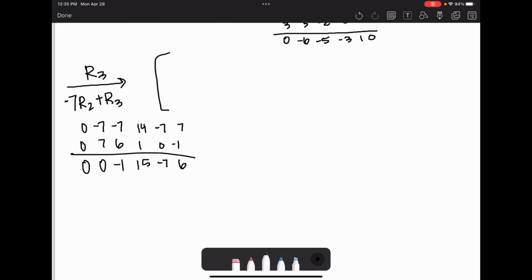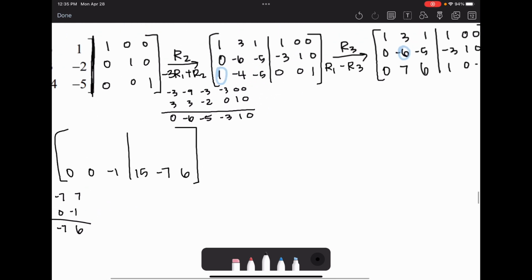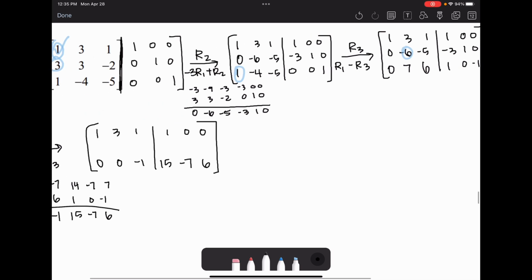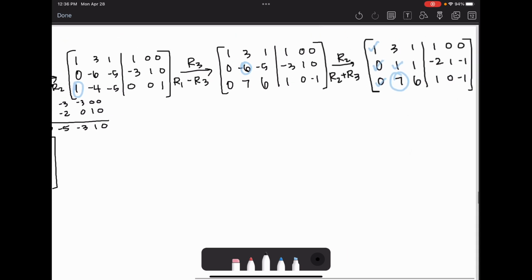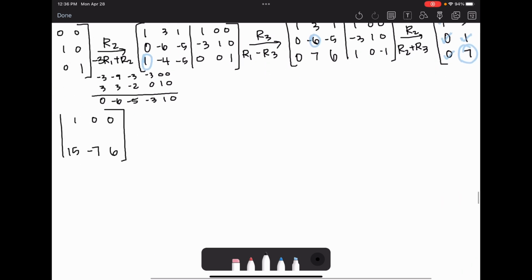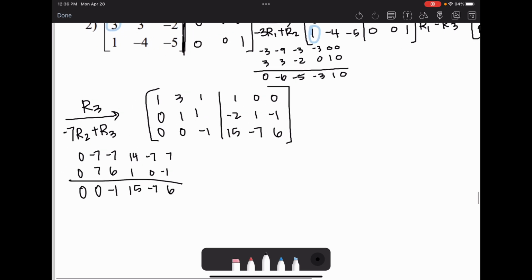Okay, so this is our row 3. 0, 0, -1. 15, -7, 6. And rows 1 and 2 have not changed. So can I get this all on the screen? Okay. 1, 3, 1, 1, 0, 0, and 0, 1, 1, -2, 1, -1. Okay. We're doing it.